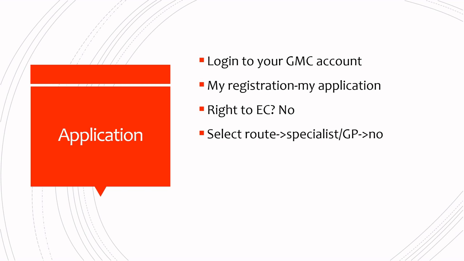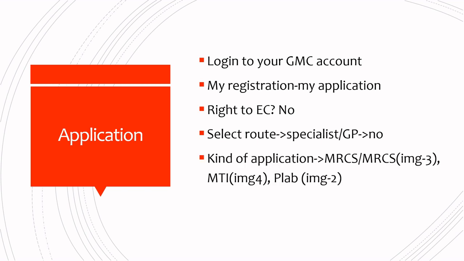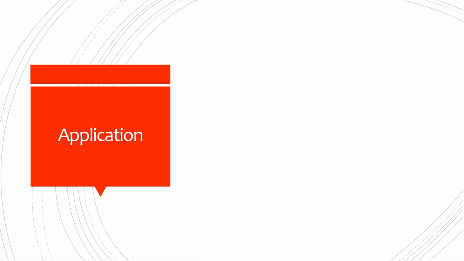Again, select the route, whether it is specialist or GP. We are not in the specialist pathway or GP pathway, so we select no. And then the kind of application. In my case, it was IMG3 because it was the Royal College membership route. If it is a sponsorship route, it will be an IMG4 application, and if it is PLAB, it is IMG2. And then they'll ask for our EPIC ID, for which we have to give the details.